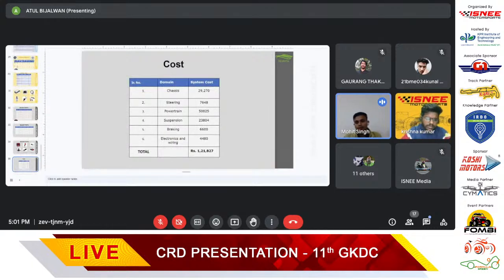Coming to the total cost of the cart, which is distributed into various sub-departments: chassis 29,270 rupees, steering 7,645 rupees, powertrain 50,025 rupees, suspension 23,804 rupees, braking 6,600 rupees, and electronics and wiring 4,480 rupees. The total cost of the cart is 1,21,827.